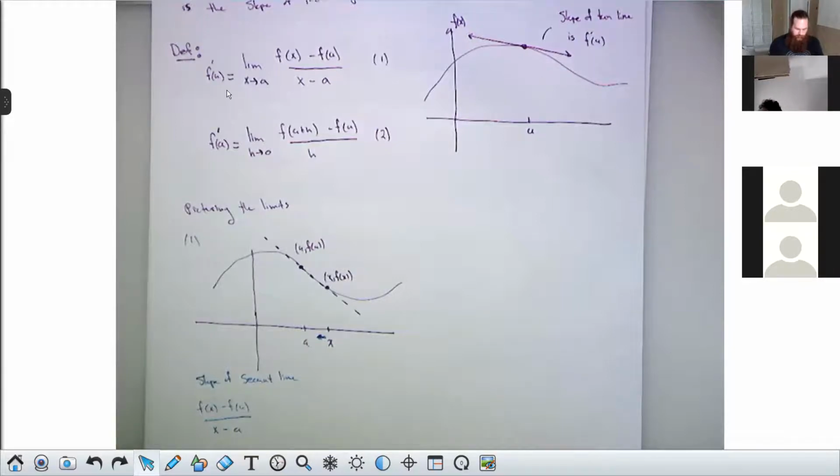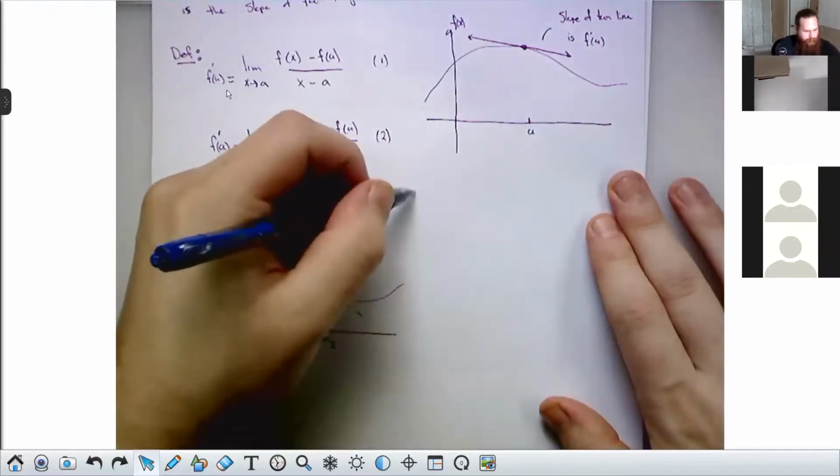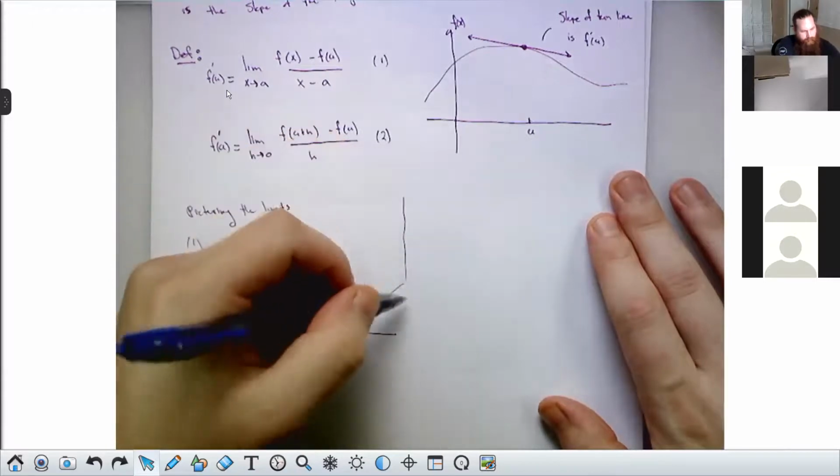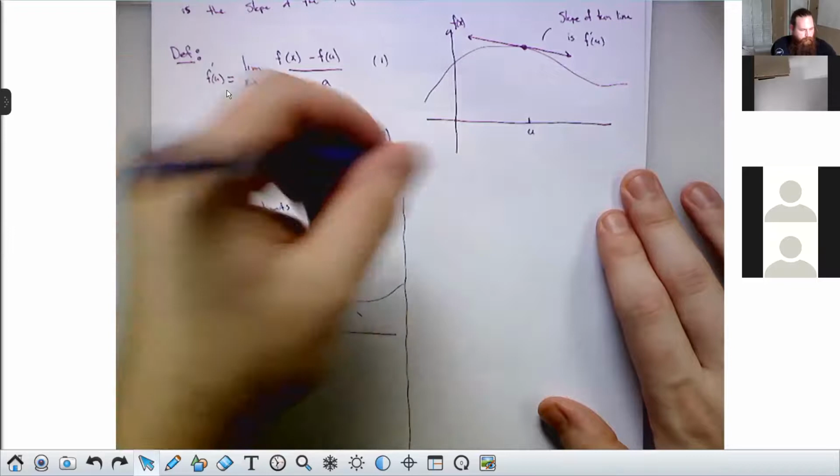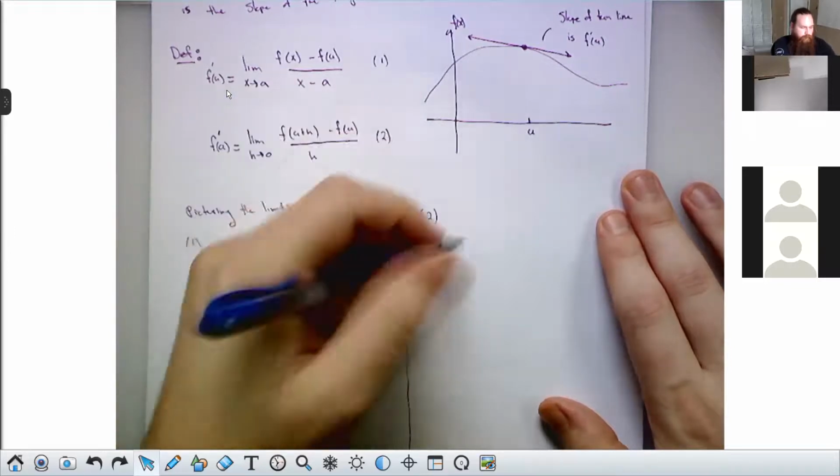The picture for the other guy is very much the same. So the picture for two looks like this.